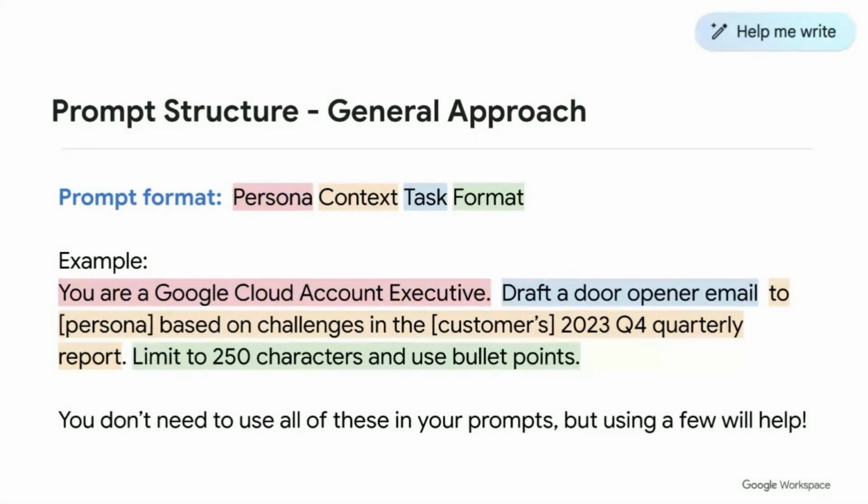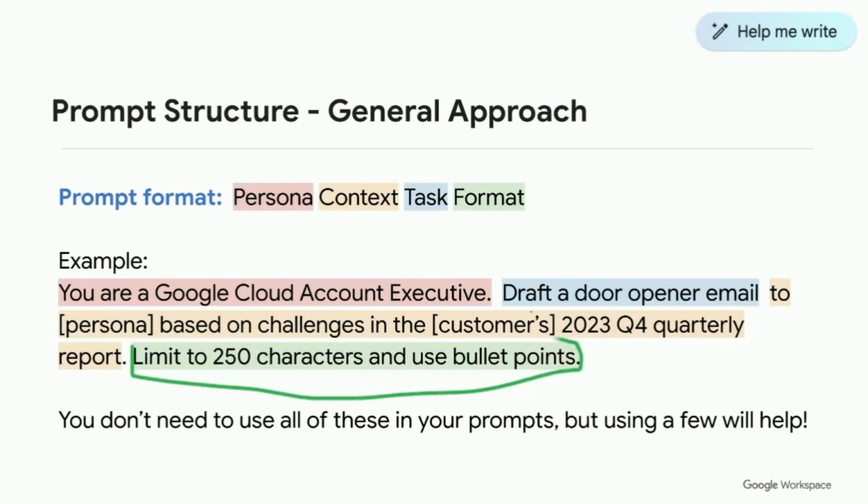And there's a yellow one, which we call context. So essentially, I'm giving context to the AI by saying, you need to create an email, but based on challenges in the 2023 Q4 report, something like that. So that's also another context. And then lastly, you can also include the format. You tell AI what format you want to achieve, right? So in this case, you want a format of 250 characters only, and you want to use bullet points.